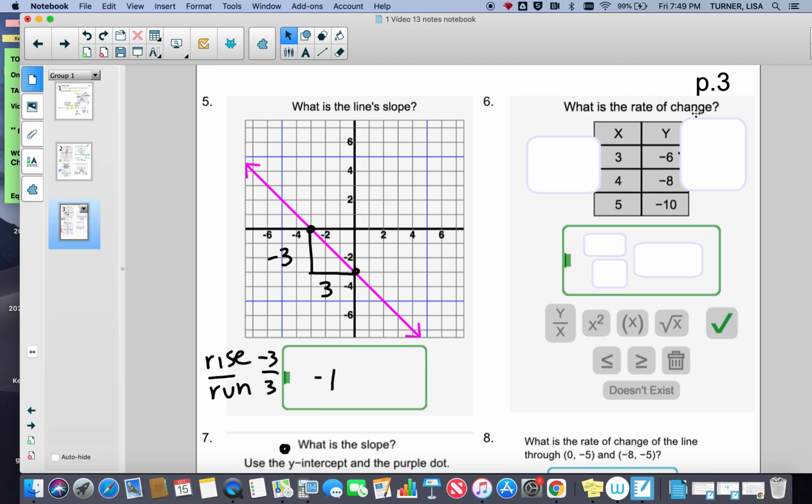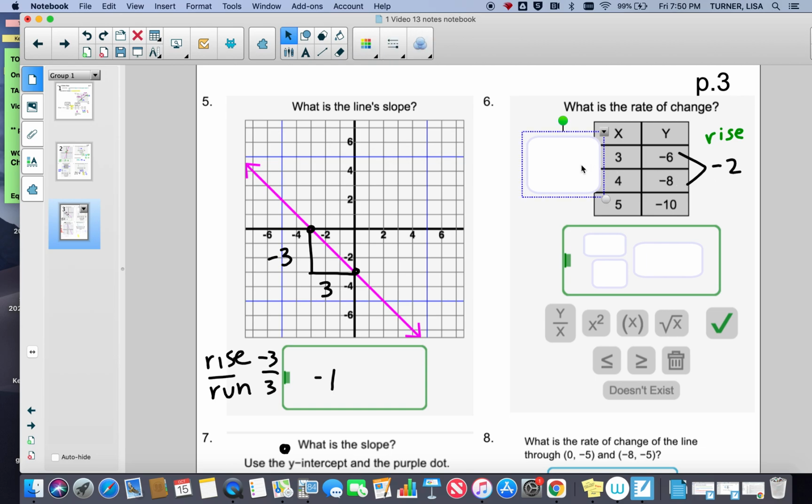Now here's another example of a table. And it says, what's the rate of change? So it's not asking me to decide if it's got a rate. It's telling me it has a rate. So I am just going to draw one little line here that says, what's the rise? It's going from -6 to -8. Well, that's dropping 2. You guys are getting really good at that.